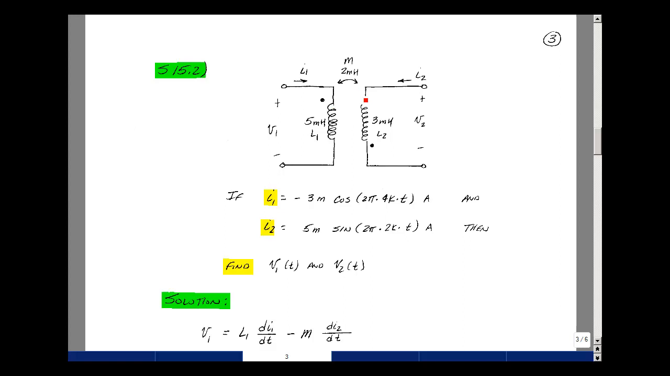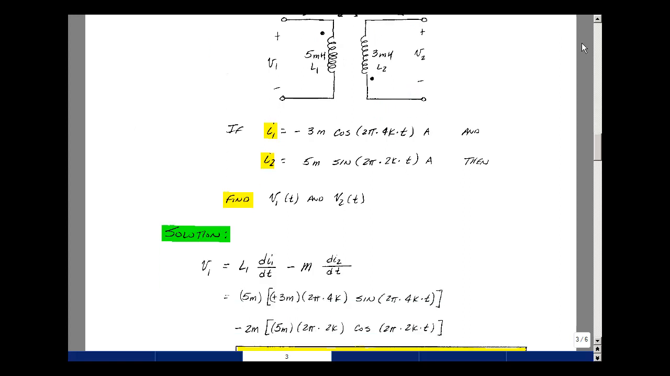of 2 millihenries, can you solve for the voltage V1 and V2 given the currents I1 and I2 as shown here? This particular definition of I1 and I2, I1 is entering the dot and I2 is leaving the dot. So in our formulas from the chapter, our mutual inductance will be negative. We have V1 is equal to L1 di1/dt, now minus M di2/dt.